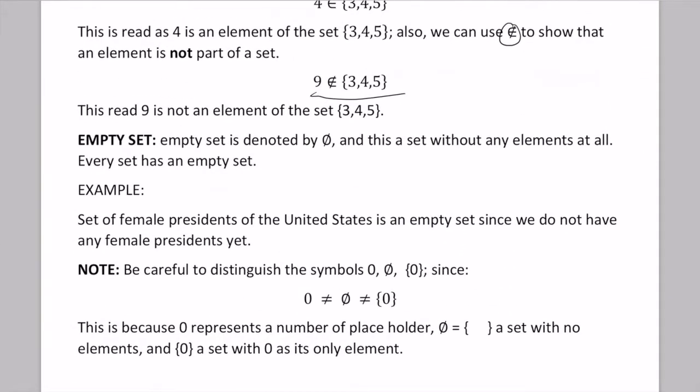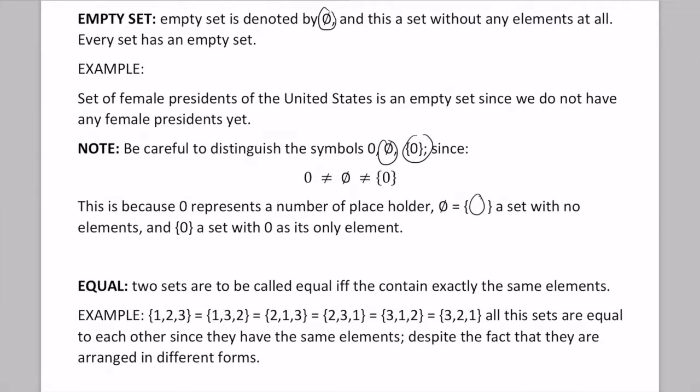Now, the empty set. The empty set is denoted by this symbol, and it is a set without any elements at all. Every set has an empty set. Example: the set of female presidents in the United States is an empty set since we do not have any female presidents yet. Note, be careful that the 0 is not confused with this symbol or this. They are not the same. 0 represents a number, a placeholder. Empty set means nothing in the set. And 0 is a number, an element, a member of the set.